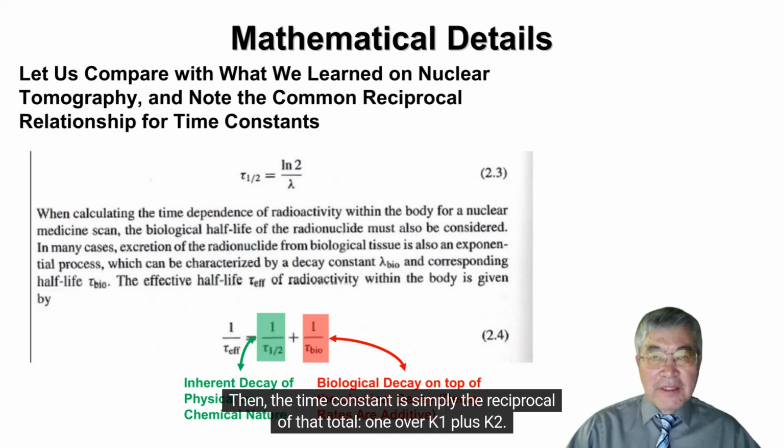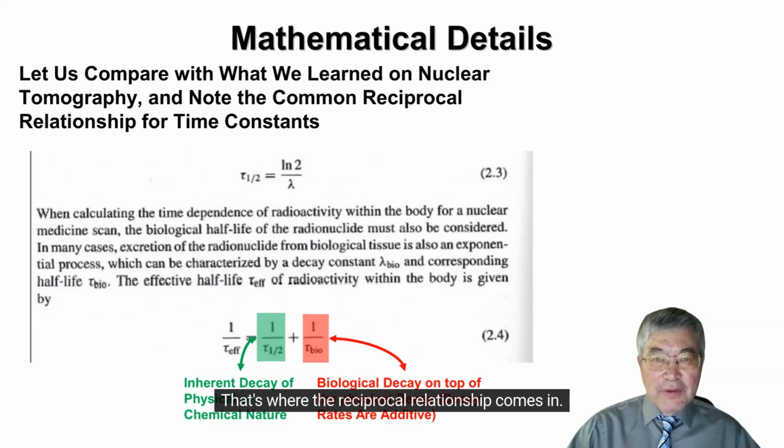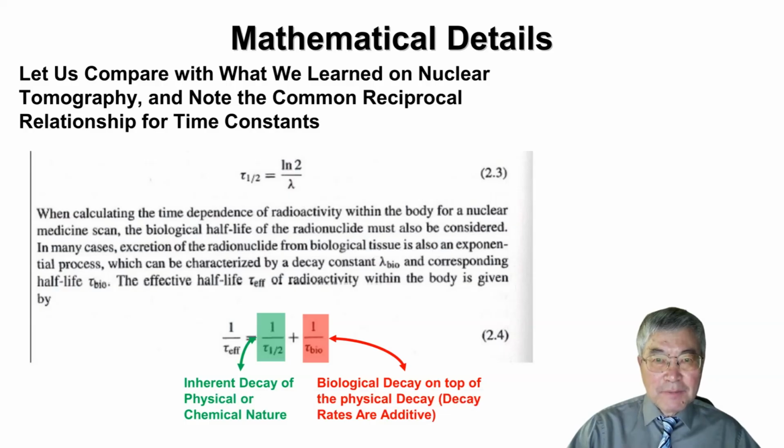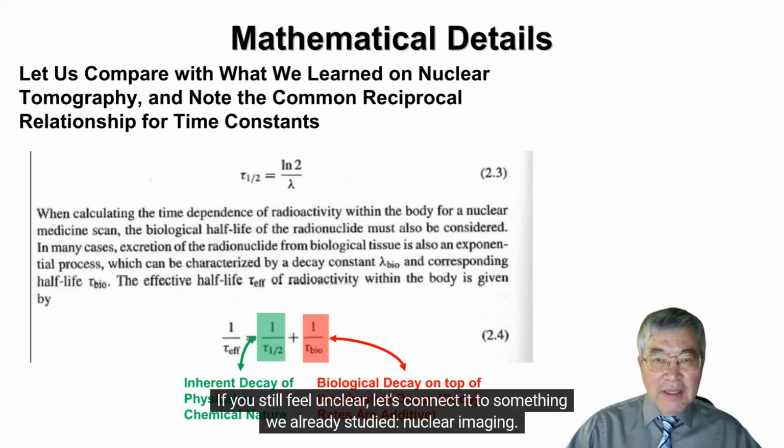Then, the time constant is simply the reciprocal of that total, 1 over k1 plus k2. That's where the reciprocal relationship comes in. If you still feel unclear, let's connect it to something we already studied, nuclear imaging.